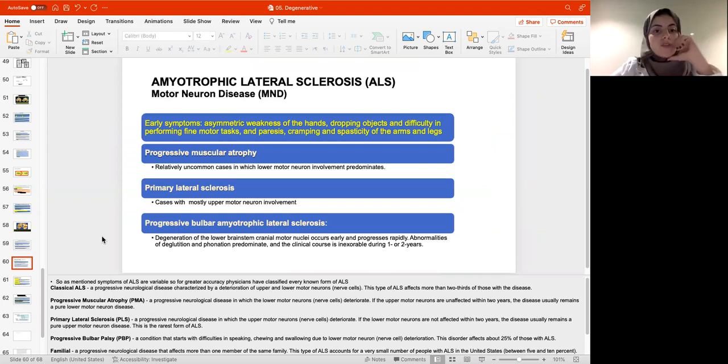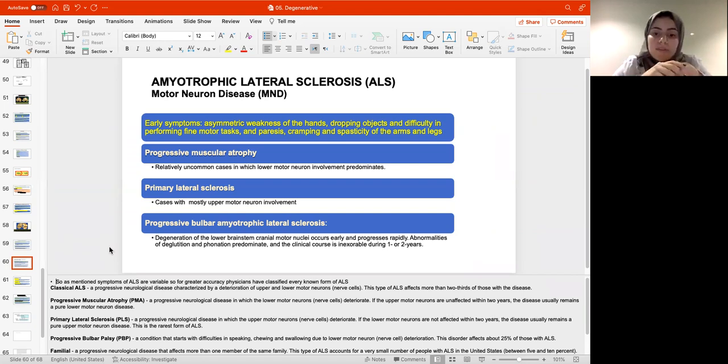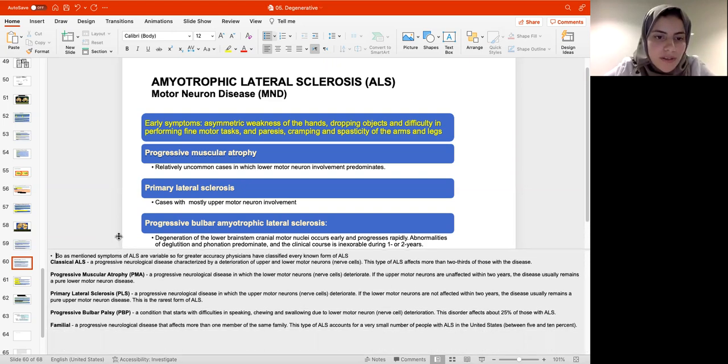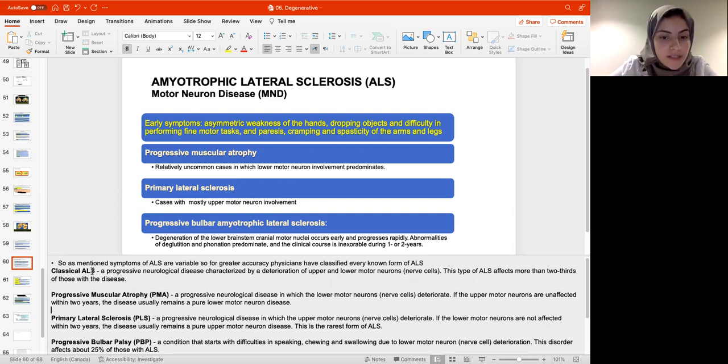Okay, so like I said, the symptoms of ALS are variable. Not all patients will present the exact same. So they made a classification for all the known ways ALS can present. I added it more clearly here. You can have the classic ALS, which shows deterioration of upper and lower motor neurons. This is the more common ALS.